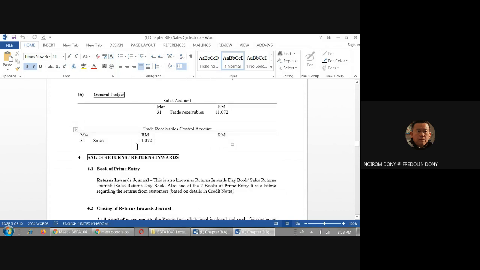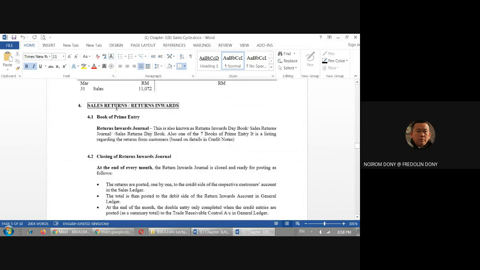Okay. Now moving on to sales return. So sales return is return inward. Look at the direction, inward. What is the book of prime entry for return inward? Return inward journal. And remember, there are two steps at the end of every month.